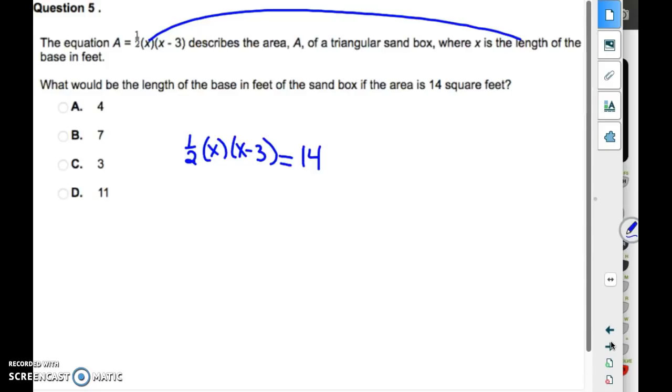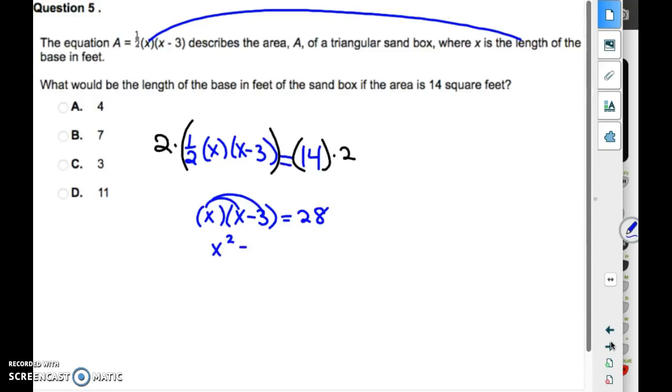Well, I don't like fractions on my problems, so I'm going to clear that out by multiplying by the reciprocal of 1/2. So then what happens is we have x times x minus 3 equals 28. Let's distribute. So x squared minus 3x equals 28. Because of x squared, we're going to have to set this equal to 0 and factor. So we have x squared minus 3x minus 28.